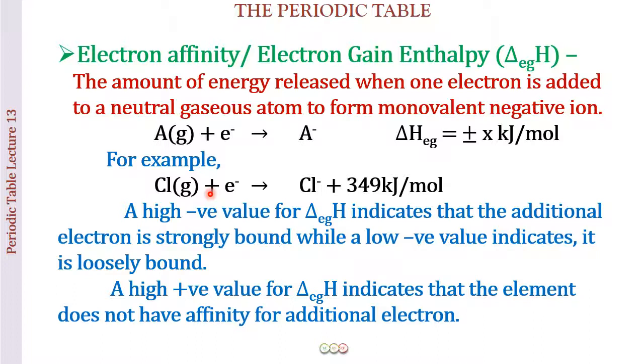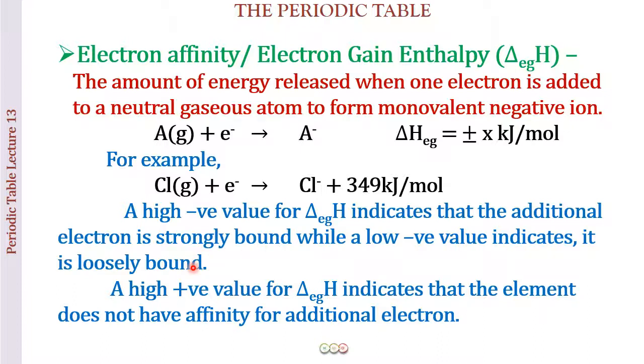So I hope first of all these things are clear because they are going to be very important for you. Now whenever the value of delta H eg, that means the electron gain enthalpy values, are high and they are high in a negative value, so delta H value negative and high, this is going to indicate that the additional electron is strongly bound. And when this value of delta H eg is a low negative value, this indicates that the electron is loosely bound.